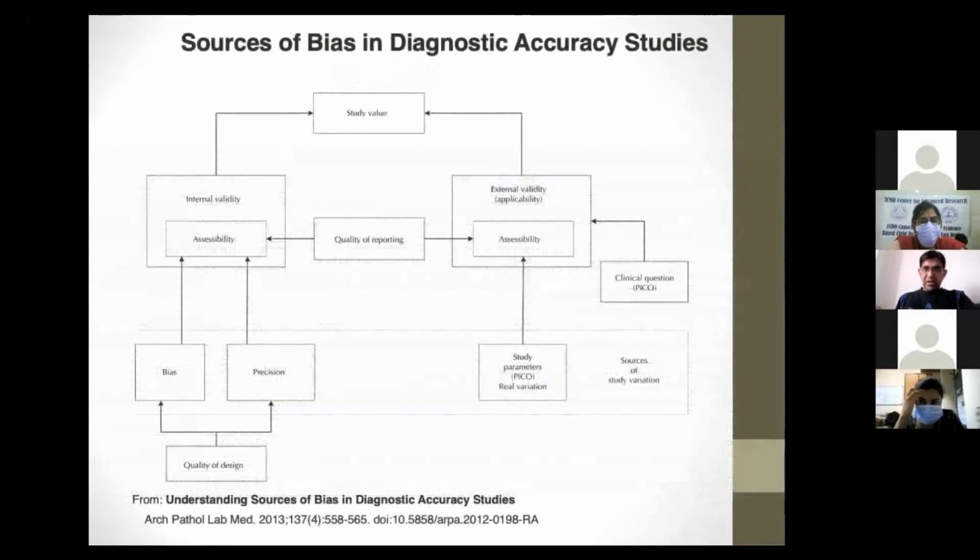So now we come to the diagnostic accuracy studies. There are some biases that are different to a diagnostic study. In a randomized control trial, you assess the internal validity and the external validity. The internal validity is based on bias and precision, that is the quality of design, and external validity is based on the clinical question and other variations.